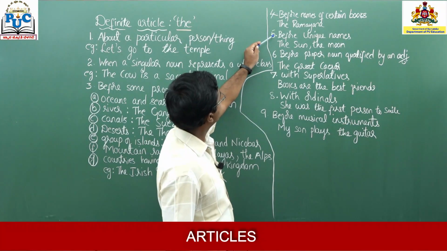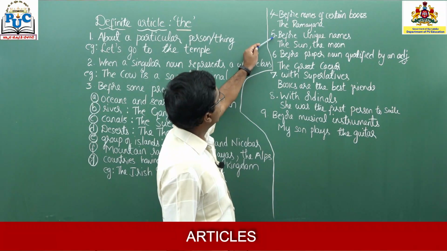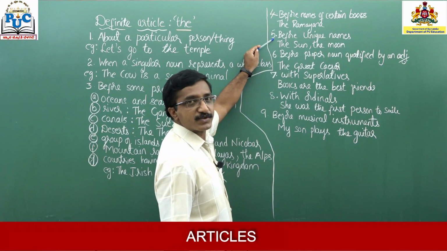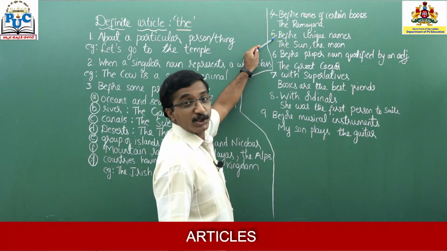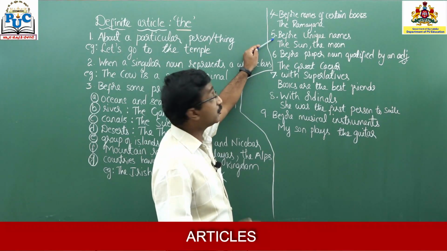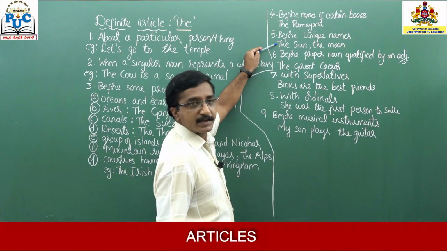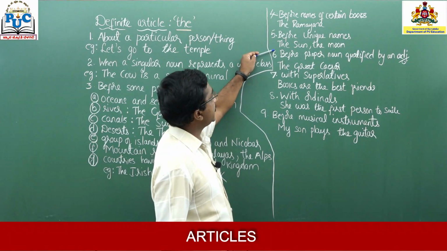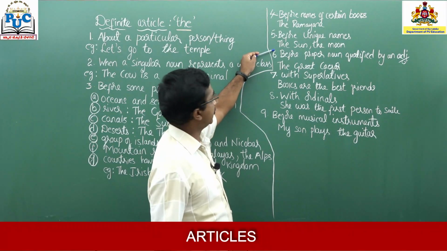Then we use the before some objects which are unique in their kind. Unique means there is nothing else like it. The sun, the moon, the earth, the east, the west.